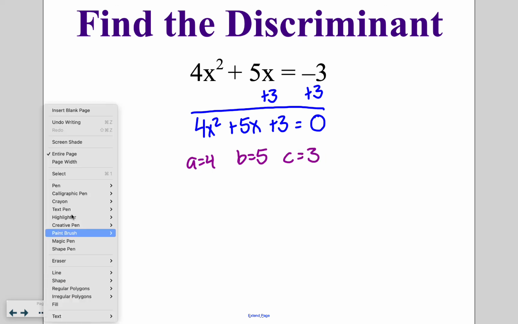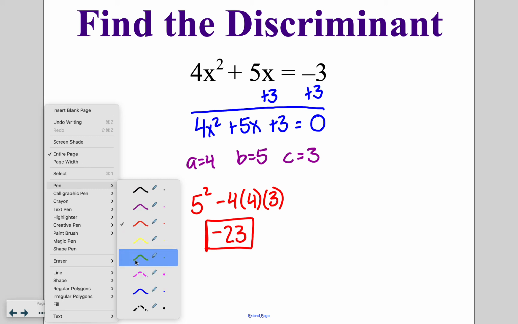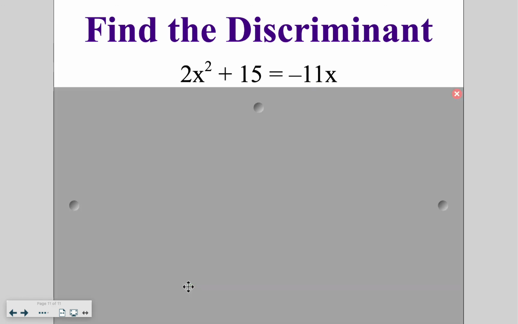Now, to find the discriminant, you are only going to do b squared, so 5 squared, minus 4 times a, which is 4, times c, which is 3. You plug that value into your calculator, and you are going to get that your discriminant is equal to negative 23. So that's finding the discriminant. Then that negative 23, because it is a negative, tells us that there would be no solutions to this problem. It's not asking you to solve, it's just asking you how many solutions exist. Go ahead and try this one on your own.